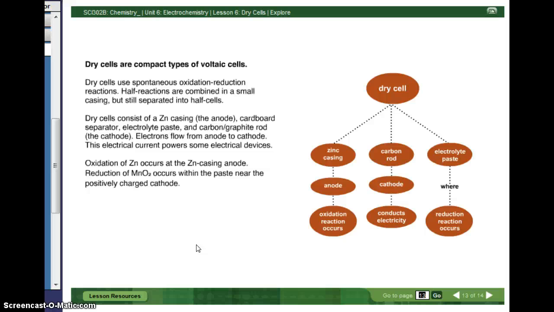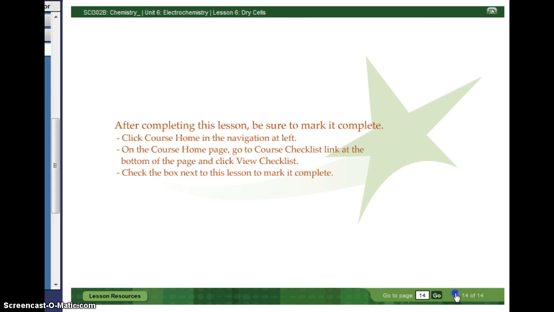Oxidation of zinc occurs at the zinc casing anode. Reduction of manganese dioxide occurs within the paste near the positively charged cathode. So dry cell, it has a zinc casing, the anode, oxidation reduction occurs. Dry cell, carbon rod, cathode, it conducts electricity. The dry cell has the electrolyte paste where the reduction reaction actually occurs. And that's it for this one.